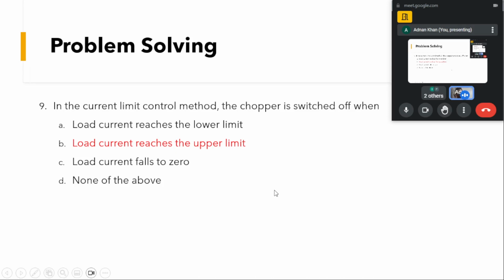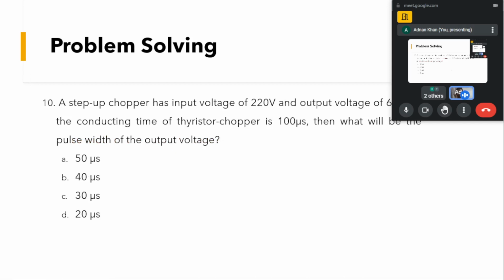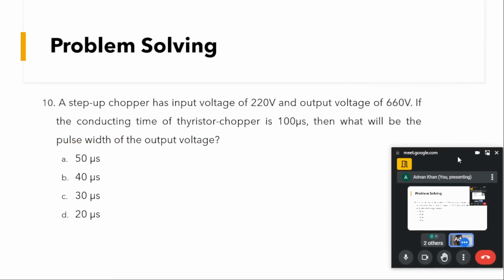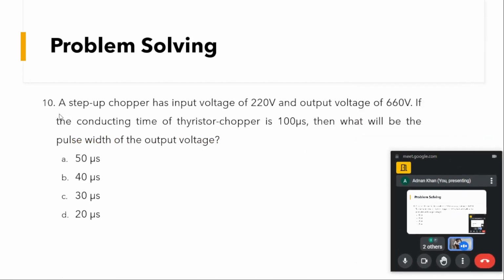Now I'll be going to the last question, that is question number 10. Here it is given, we have a step up chopper that has an input voltage of 220 volts and an output voltage of 660 volts. A step up chopper is nothing but a boost converter. We call it a chopper because the switch is a thyristor.